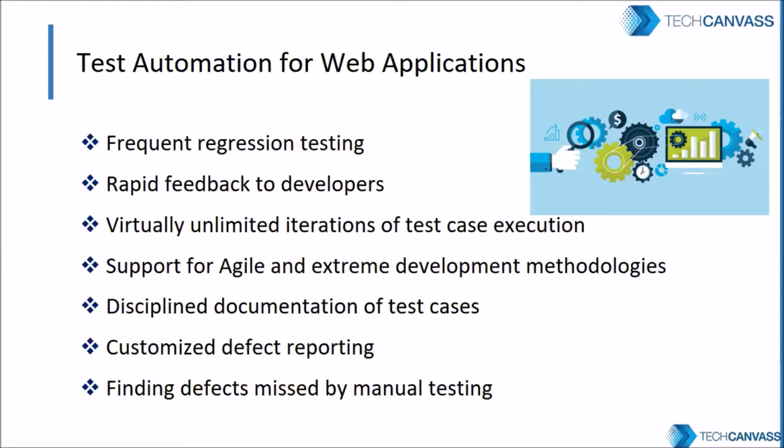Finding defects missed by manual testing. Since manual testing is a manual effort, sometimes or most of the times it is not executed in a very structured or complete manner due to various reasons, including deadlines, etc. So test automation covers all those challenges, and we can also find a lot of defects which are missed or not covered under manual testing.